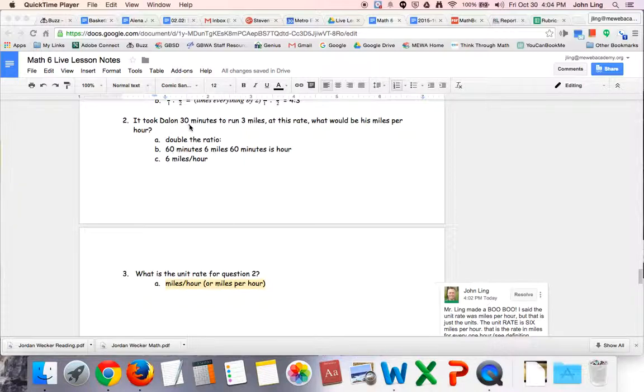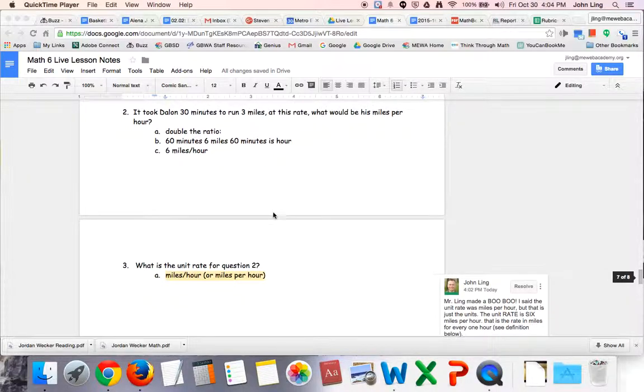We just doubled the ratio here because we know that there are 60 minutes in an hour, so if we times 30 minutes times 2, we'll get 60 minutes, which is 1 hour, and we want to know what our rate is per hour. So that was correct, and we just have to double the 30, and we double the 3, and we get 6 miles in 60 minutes, and that's the same thing as, I'm sorry, 6 miles in 1 hour.